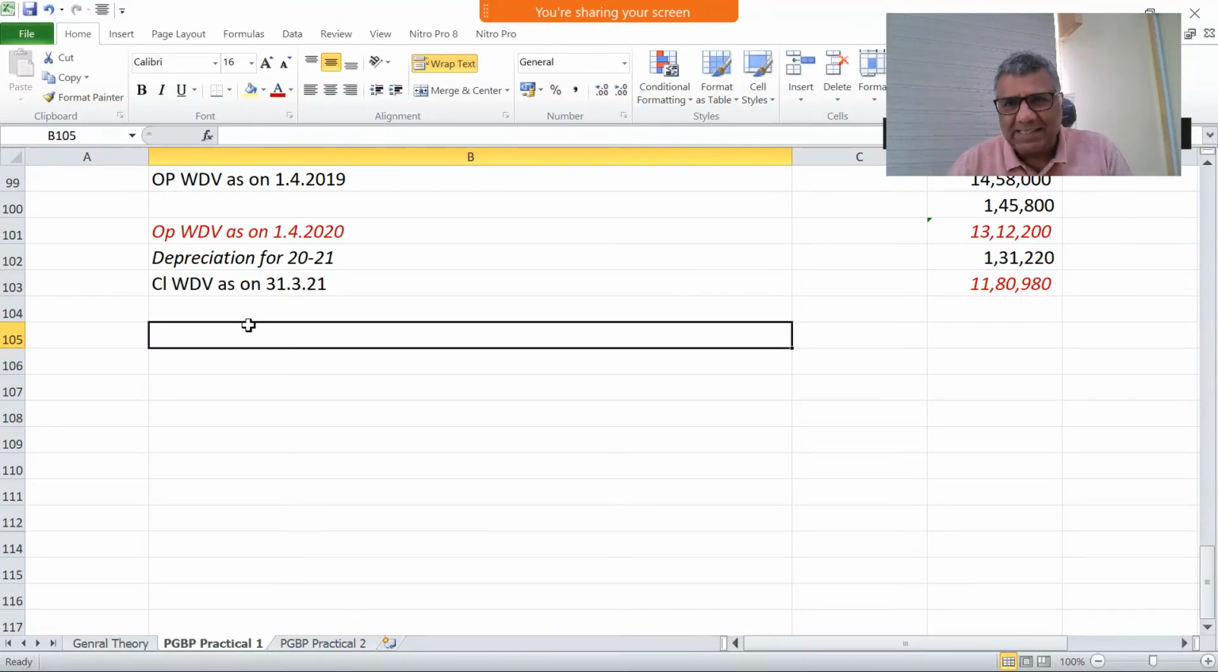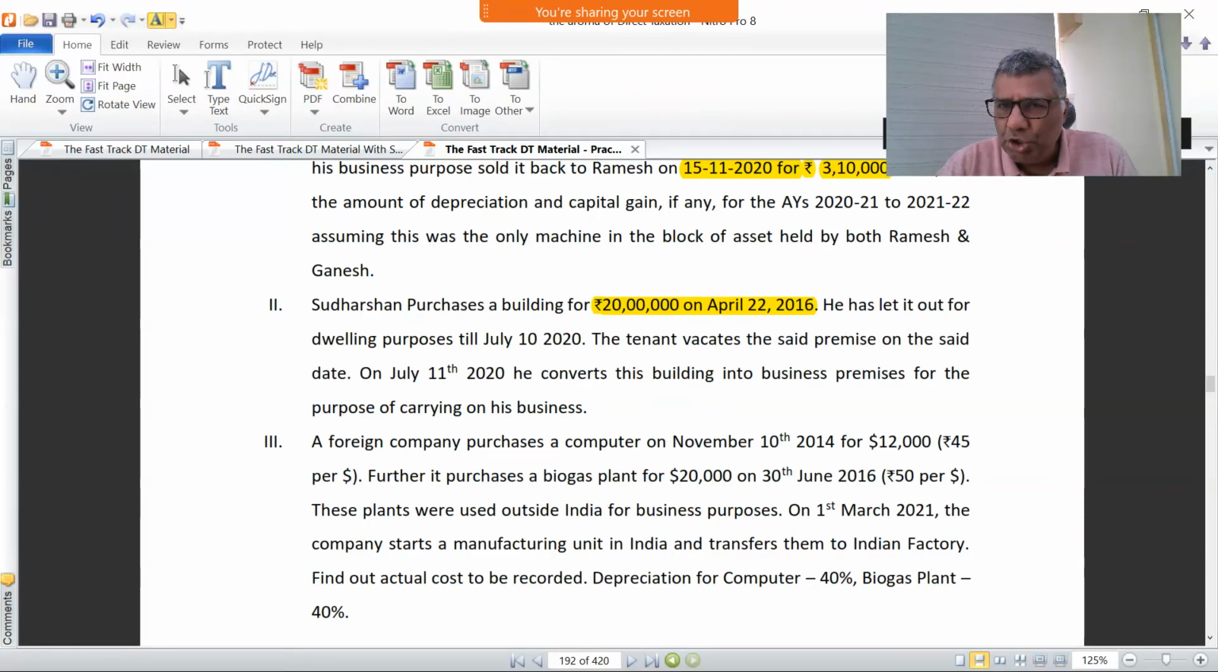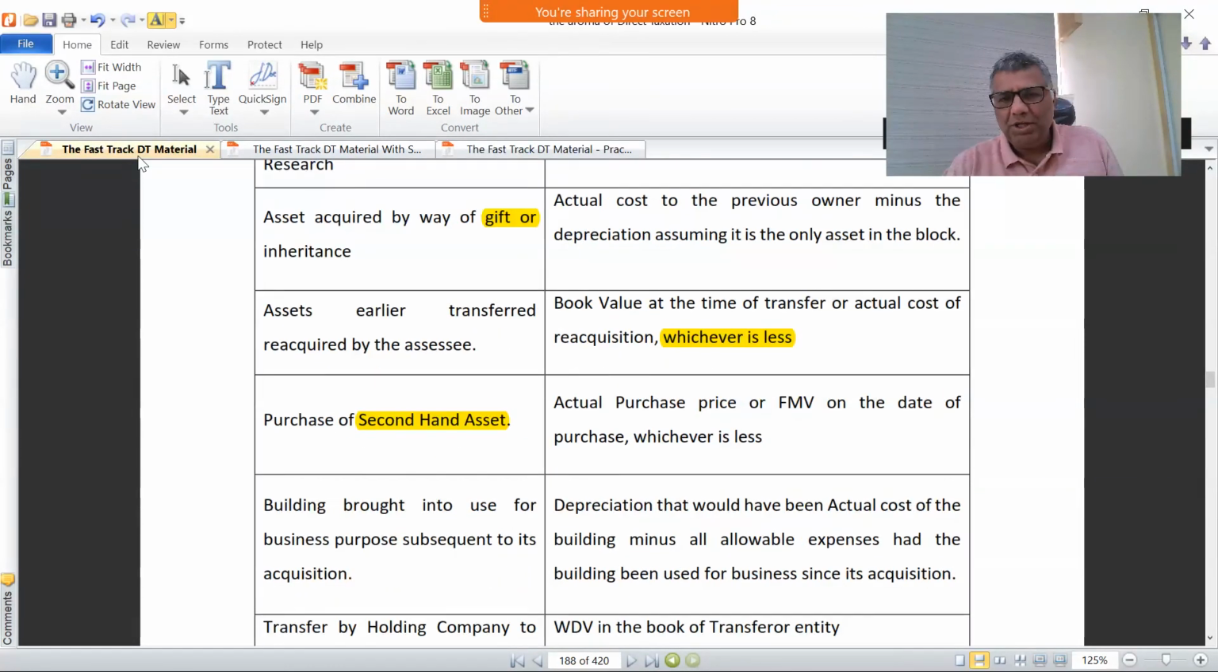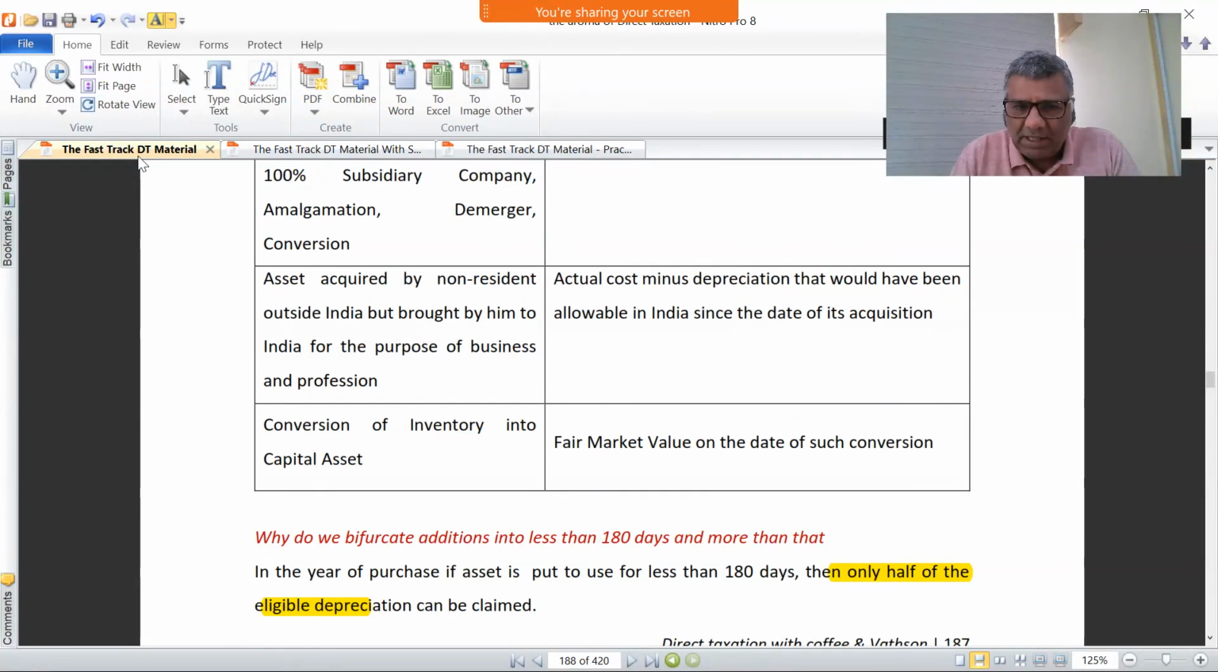For each asset, you should find out the WDV. Answer will be there with you. Let's not waste time. So you know how to work it out, so bring it to that level. That is how these special additions work, very rare question. Especially remember the second hand asset and repurchase of the same asset, that is sufficient.